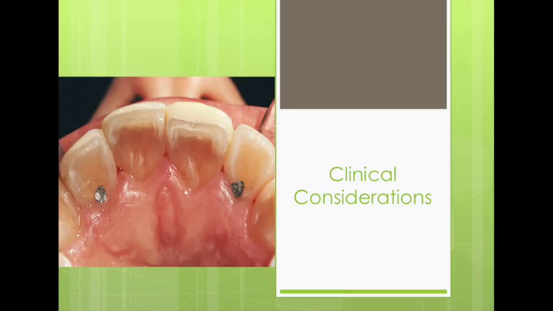This is a picture of a tetracycline stain on the permanent maxillary anterior teeth as a result of a systemic tetracycline antibiotic therapy of a child during the time of development of the permanent dentition. The antibiotic becomes chemically bound to the dentin, resulting in a yellow to yellow-brown discoloration that can occur in slight, moderate, or even severe cases.